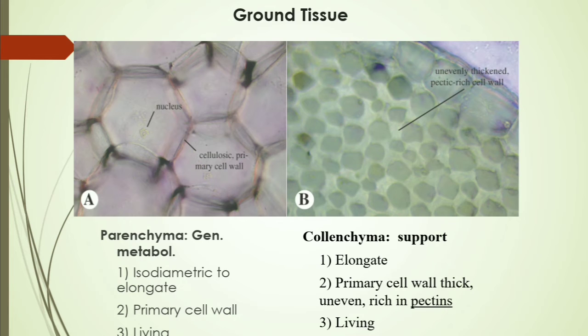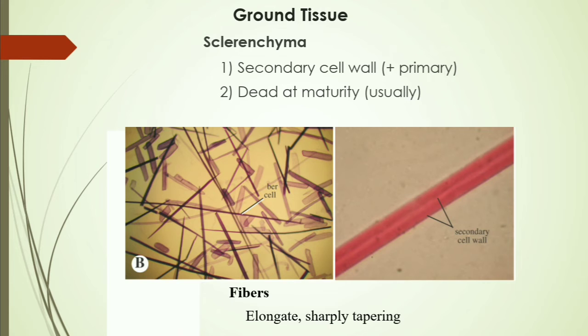In parenchyma, there is primary cell wall. In collenchyma, primary cell wall is thick, uneven, rich in pectin. At the corners, the thickenings are present. In both parenchyma and collenchyma, the cells are living. Then the ground tissue cells, sclerenchyma. Sclerenchyma has secondary wall plus the primary wall. These cells are dead at maturity.